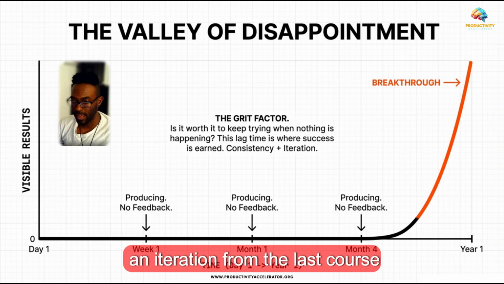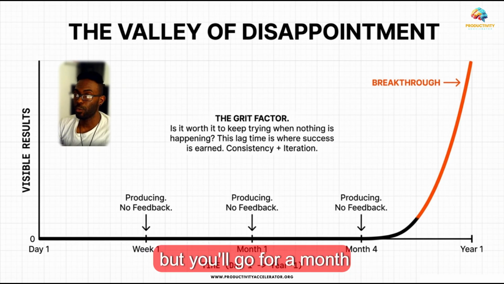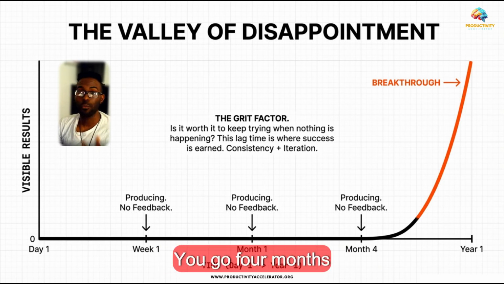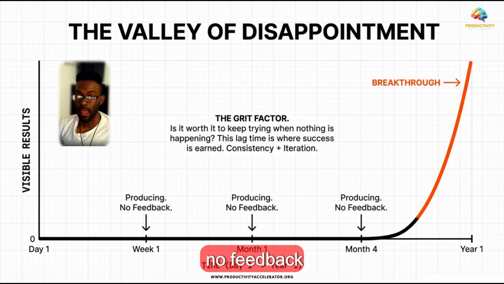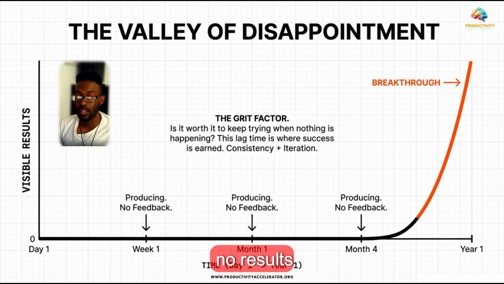An iteration from the last course, or I'm sorry, last module. But you'll go for a month. You'll see no feedback and you'll see no results. You go 4 months, no feedback, no results. You go a whole year, no feedback, no results. This is what it means to achieve your goal.